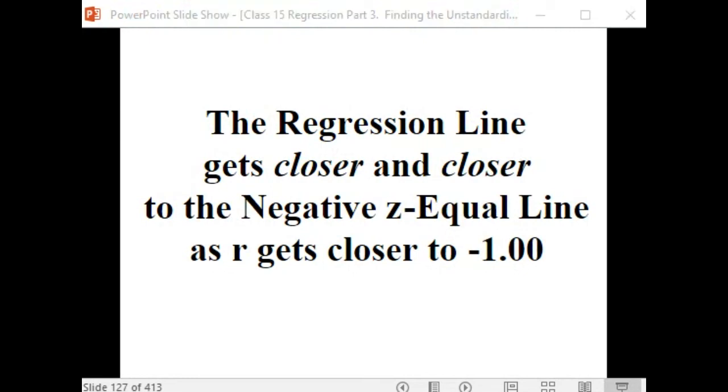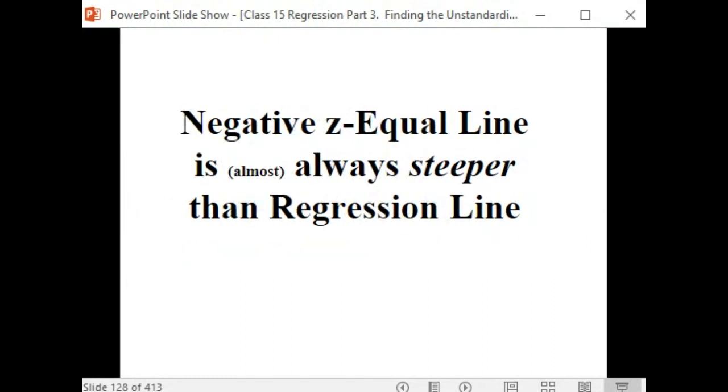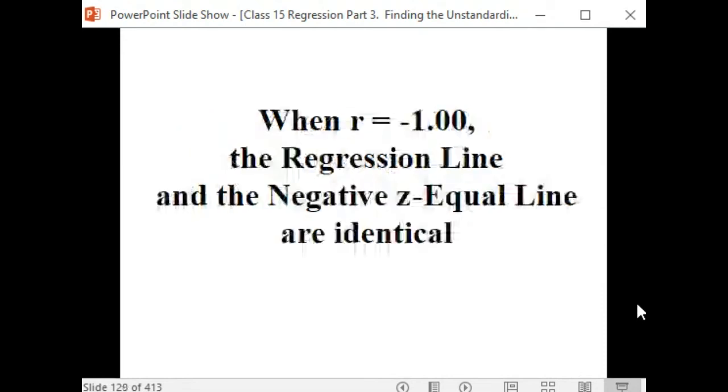The regression line with a negative slope gets closer and closer to the negative z equal line as r gets closer to negative 1. The negative z equal line is almost always steeper than the regression line. The one exception is when r equals negative 1. When r equals negative 1, the regression line and the negative z equal line are identical. Okay, so that completes our discussion of the relationship between the regression line and the positive and negative z equal lines.